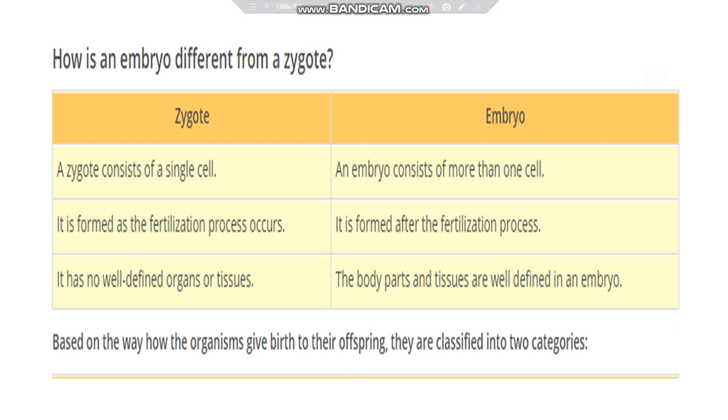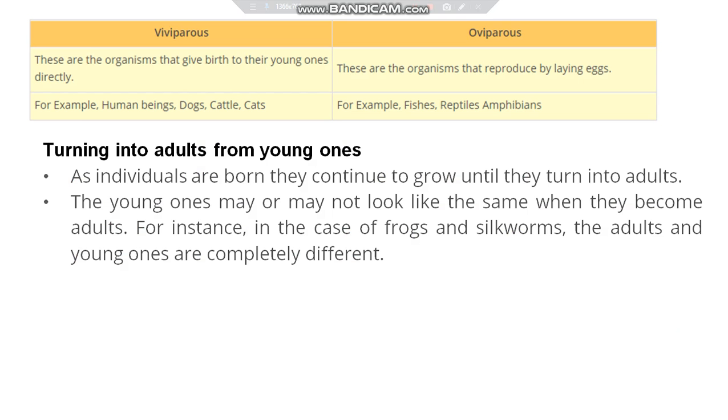Based on the way organisms give birth to their offspring, they are classified into two categories: viviparous and oviparous. Viviparous are the organisms that give birth to their young ones directly, whereas oviparous are the organisms that reproduce by laying eggs. Examples of viviparous are human beings, dogs, cattle, and cats. For oviparous, it is fishes, reptiles, and amphibians.